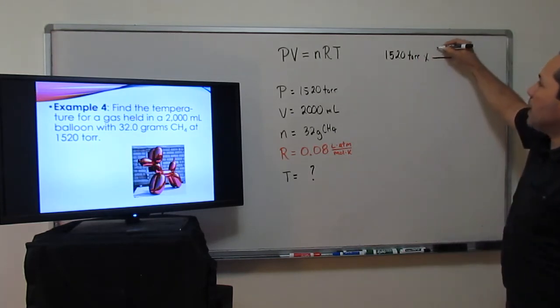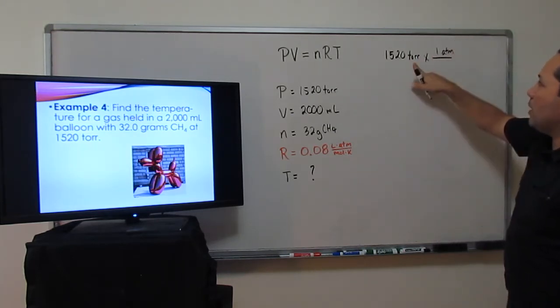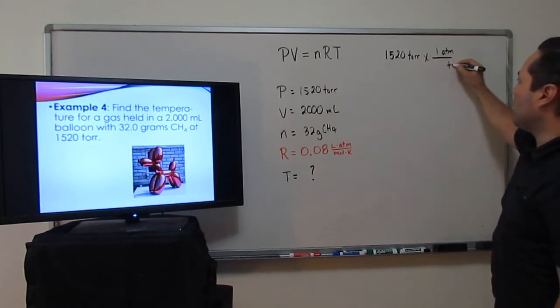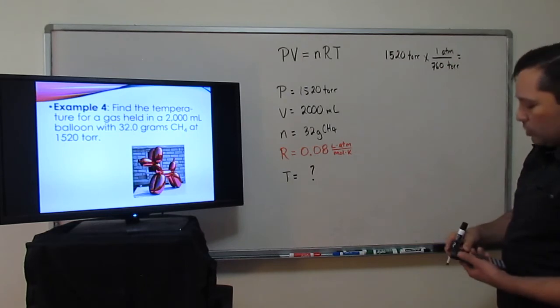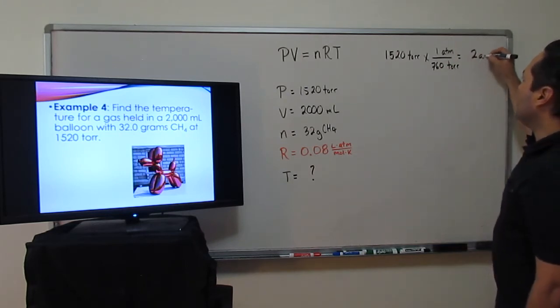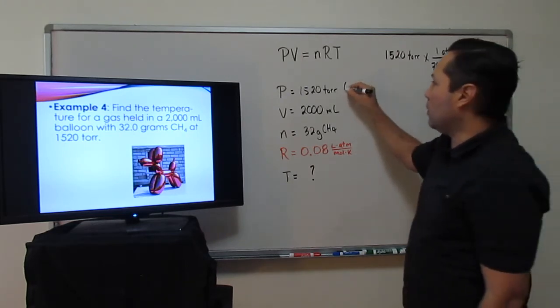And we want them in ATM. So I'm going to put ATM on the numerator, and here the torr is given, so I want to cancel that out, so put it at the bottom. And that is 760. So that's going to give us 2 ATM, and that's the pressure we're going to use.